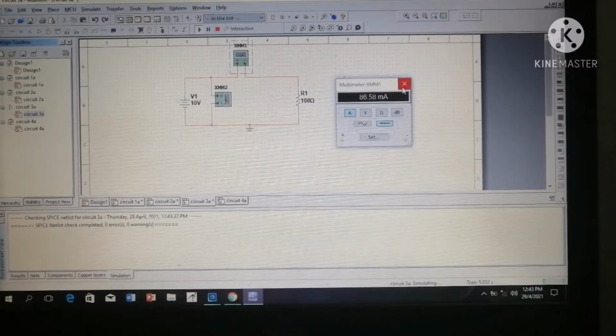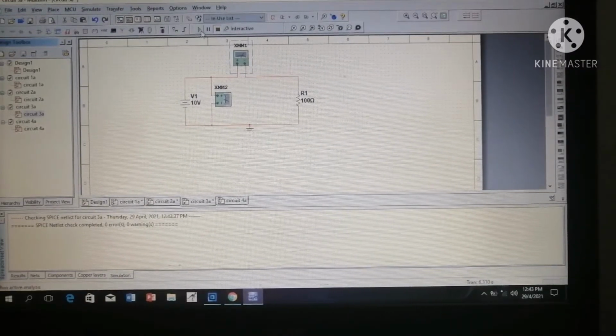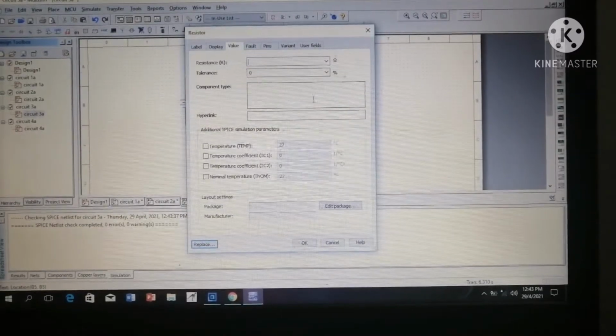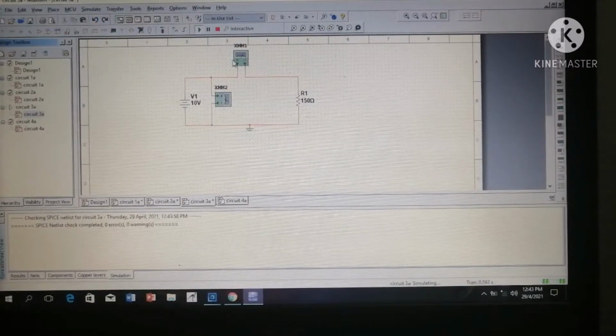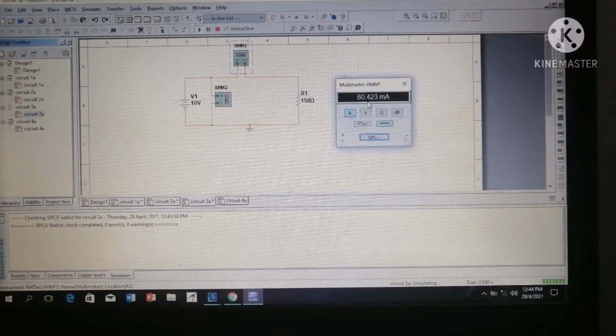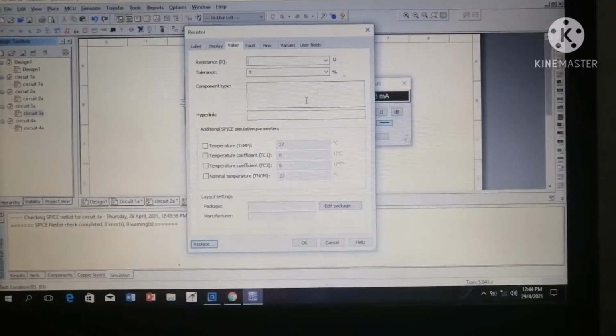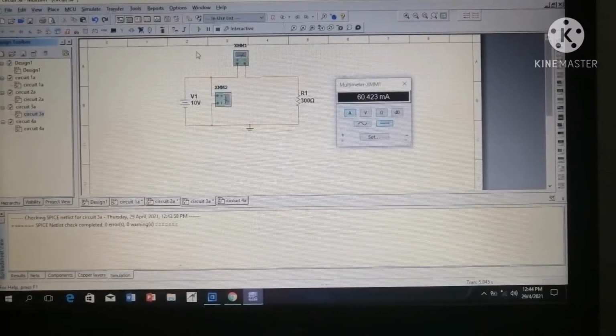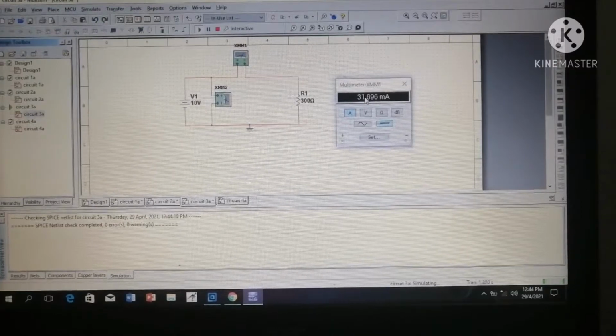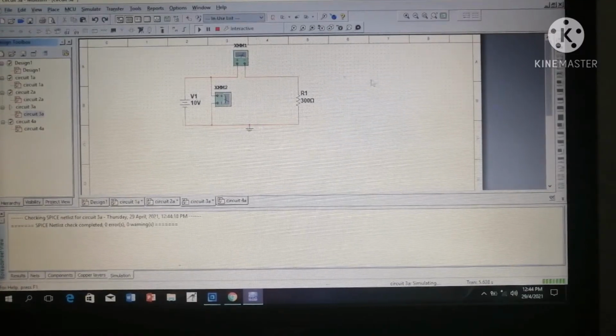current. Alright, so stop the simulation and then change the value of the resistor to 150. Run the simulation, then you will get 60.423 milliampere for current, and then stop the simulation and then change the value of the resistor to 300. Run the simulation back, and then you will get the answer is 31.969 milliampere for the current. Alright, so that's all for the activity number 3.